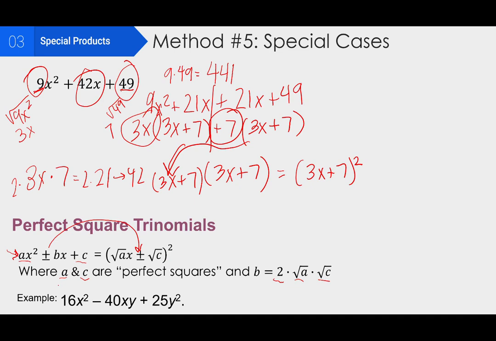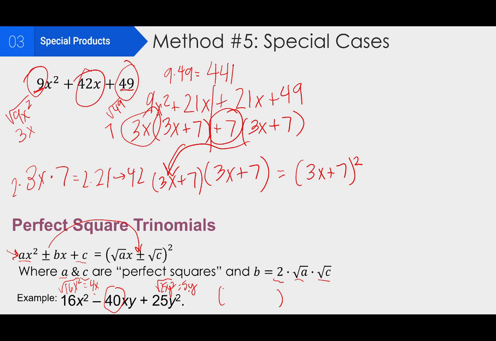Okay, first, let's check to see if it's a perfect square trinomial. Square root of 16x squared is 4x, a nice whole number on the coefficient. Square root of 25y squared is 5y, again a perfect square. And now we're going to check by multiplying 4 times 5 times 2. That does give us 40 here in the middle.